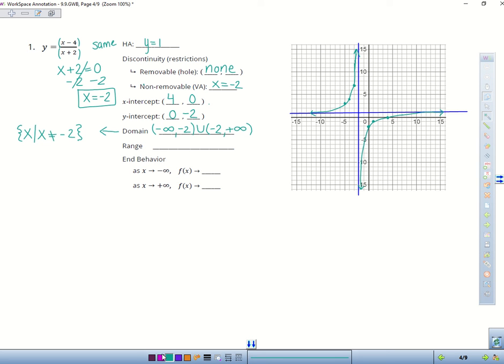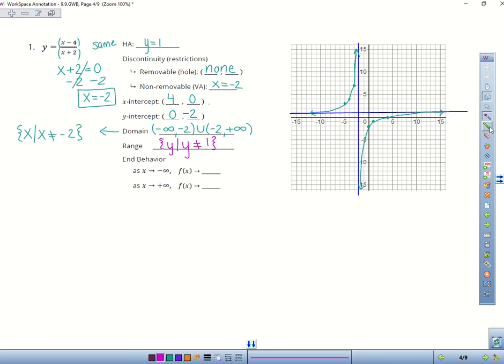Okay. And then we can do the same thing for the range. X can be any, or y can be anything except for what? Very good. It exists everywhere, it goes up forever, it goes down forever, except for that one spot where it takes on its horizontal asymptote at 1.